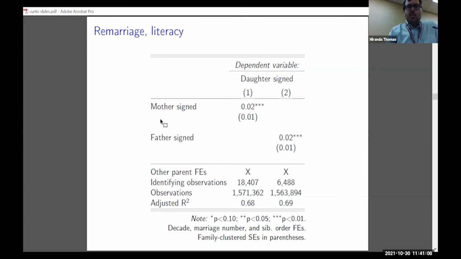So I can do this for both mothers and fathers. And the effect is almost identical for mothers and fathers here. So the human capital of a father has a very, very similar effect to the human capital of a mother. Here, though, I'm running into very small numbers of identifying observations, which could be a problem.